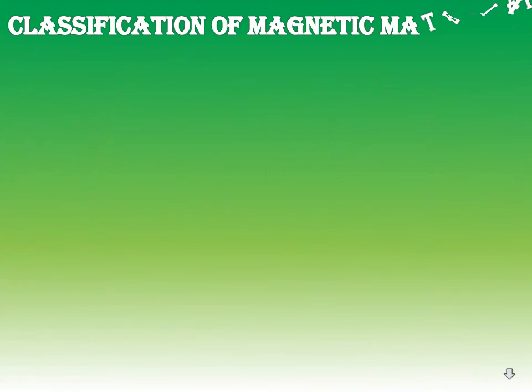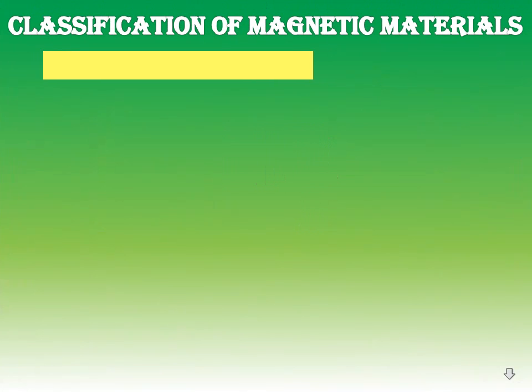Now, classification of magnetic materials. How do you classify the magnetic materials? Magnetic materials are generally classified into three types based on the behavior of materials in a magnetizing field. They are diamagnetic, paramagnetic, and ferromagnetic materials. Now, let's see what they are and what the properties of those materials are.